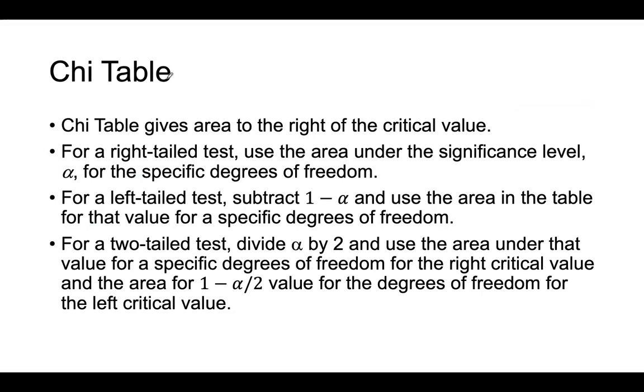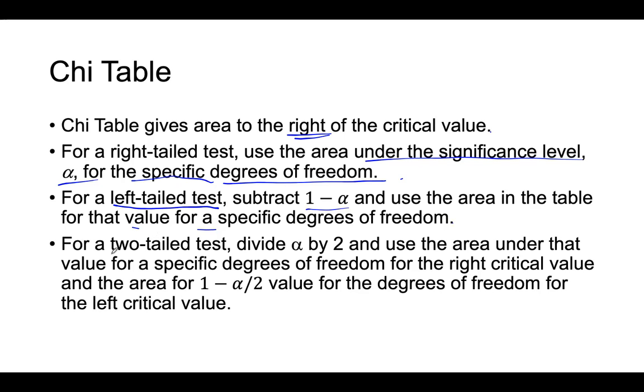The chi-square table gives the area to the right of the critical value. It's a little bit similar to the t-test; the z-table, remember, gives us the area to the left. For a right-tail test, we just use the area under the significance level alpha for the specific degrees of freedom. For a left-tail test, it gets a little different. We subtract: we use 1 minus alpha, and use the area in the table for that value for the specific degrees of freedom.